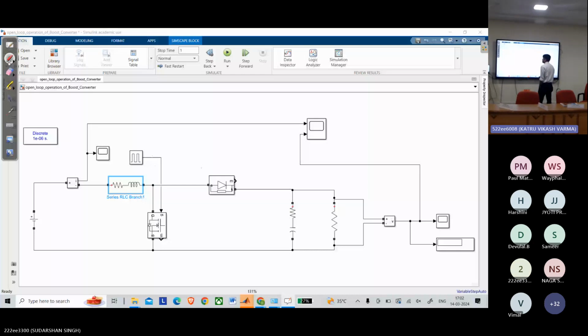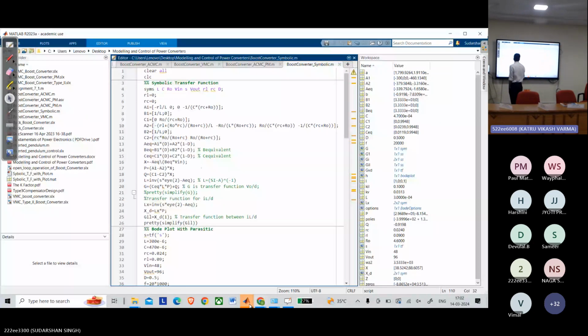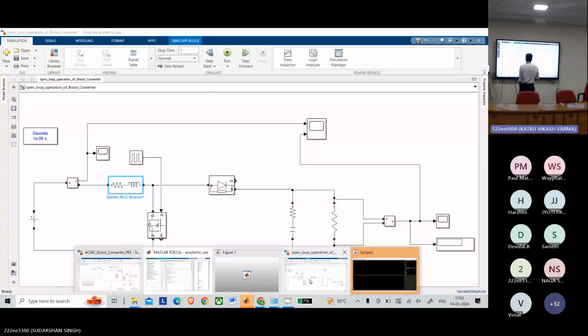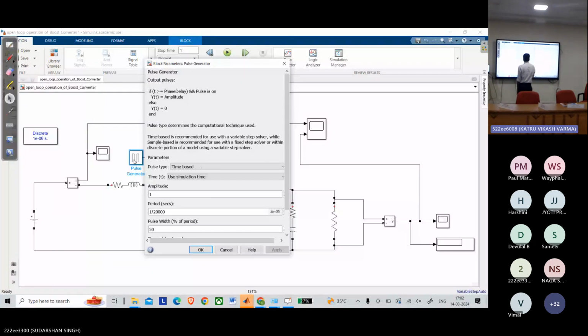Now can you simulate? It is 48 volt. Output should be D is 0.5. Where is the D? Can you check your simulation file? Oh, okay, it is there. It is 20 kilowatts. It is 50%, so 0.5.